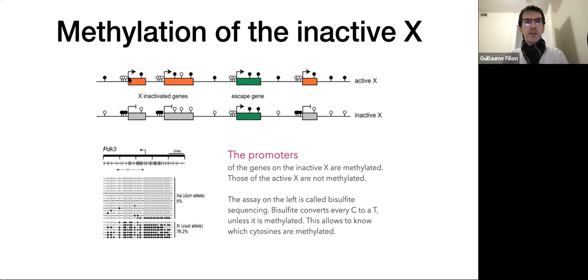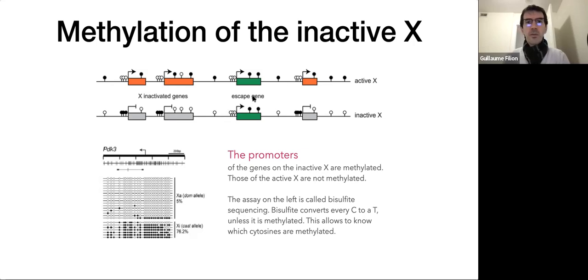And you can see that there is a bigger cluster of CpGs at the promoter. That's what I just said. Promoters have got more CGs than the rest of the genome. So the promoters on the active X are not methylated. The rest of the chromosome is methylated, I meant. So inside the genes, you have methylation. On the inactive X, it's the reverse. The promoters of the genes are methylated.